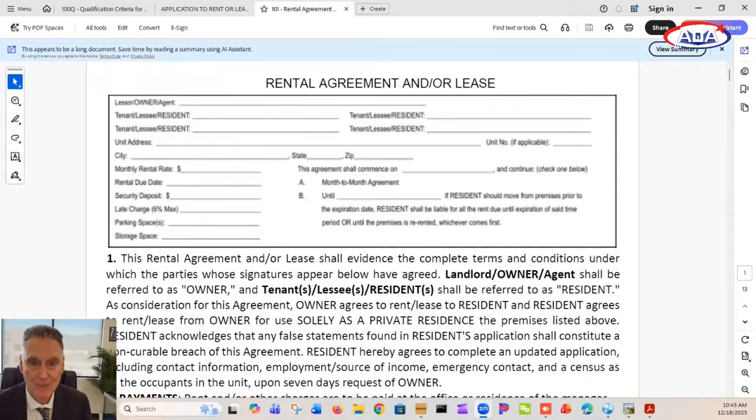So if your property is not subject to a local rent control, then you want to make sure that you check the box that it is either subject to statewide rent control or, more importantly, that it is exempt from statewide rent control. Very, very important.